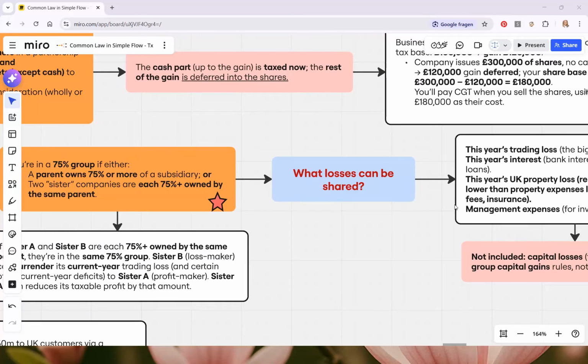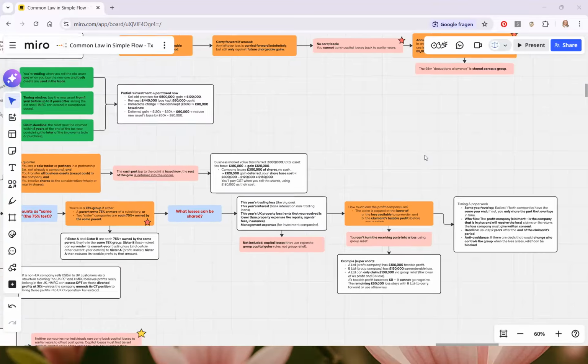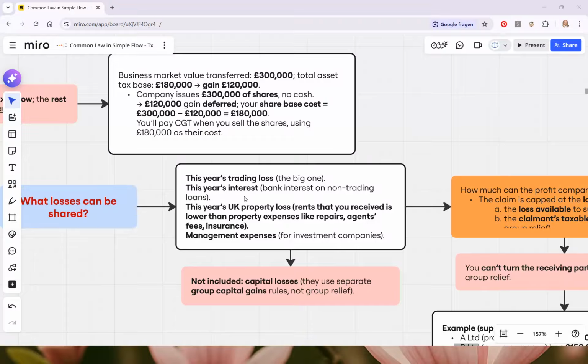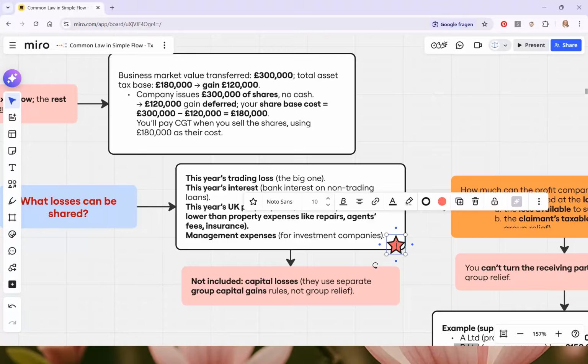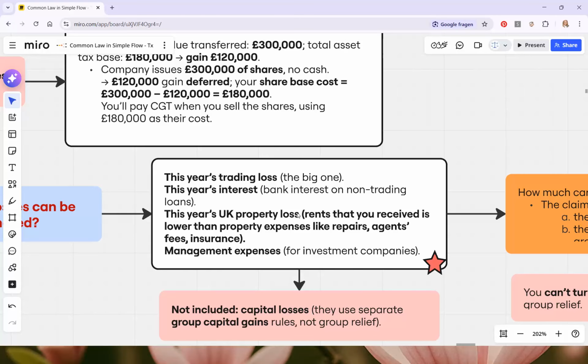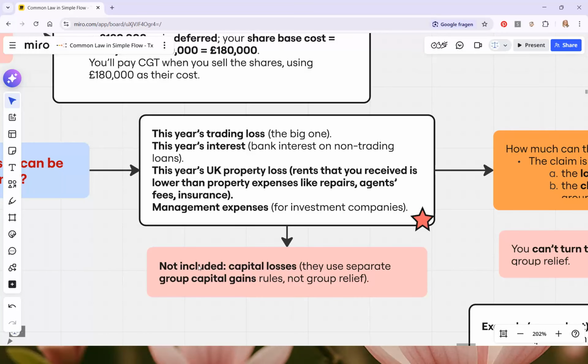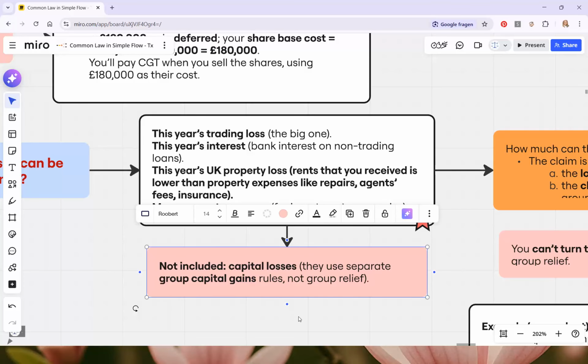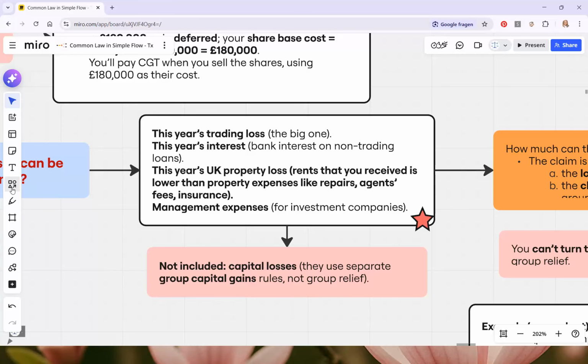What losses can be shared? This year's trading loss, the big one; this year's interest, that is, interest on non-trading loans; this year's UK property loss, where rents received are lower than property expenses like repairs, agents' fees, insurance; and management expenses for investment companies. So again, what losses can be shared? This year's trading loss, this year's interest, this year's UK property loss, management expenses. So what cannot be included? The capital losses. They use separate group capital gains rules, not group relief. This is a separate group.